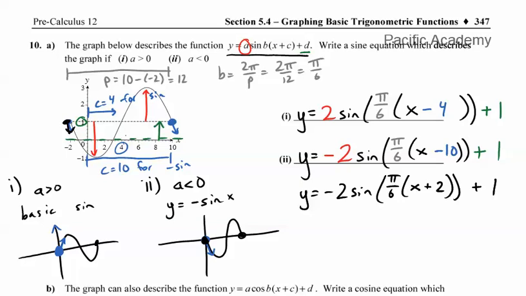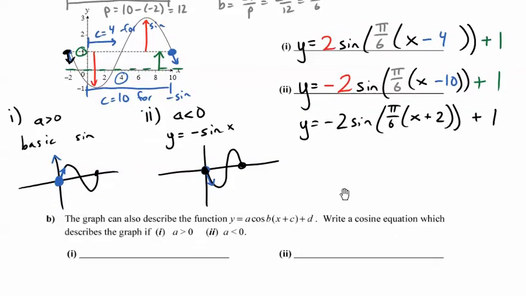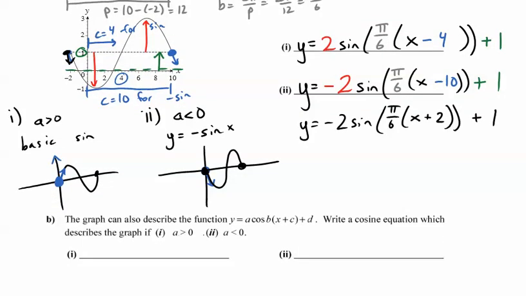Now we can also do this graph with cosine. And we can do it with a positive cosine or a negative cosine. So for the cosine graph, all the values stay the same. A, B, D, and only C changes. And of course I wrote sine instead of cosine, so we need to fix that.